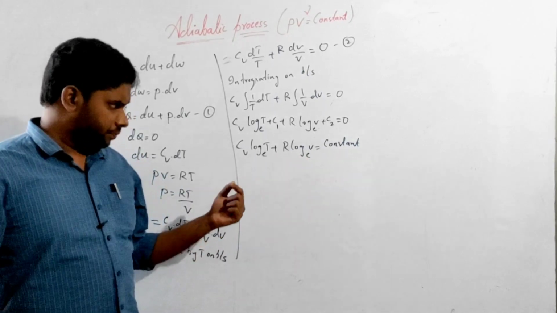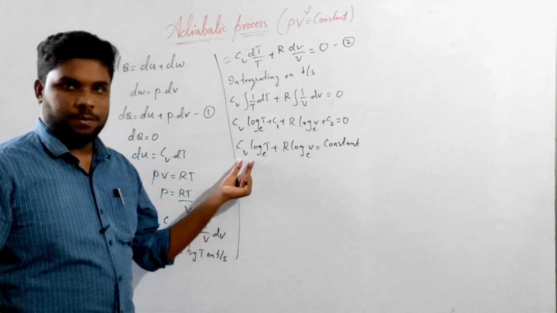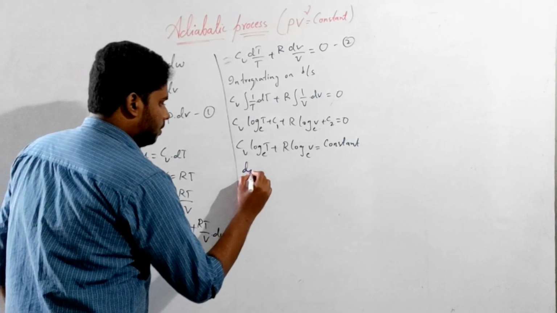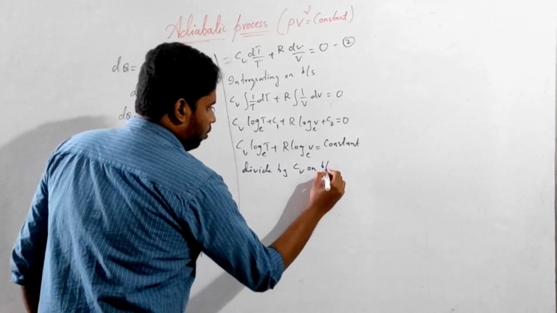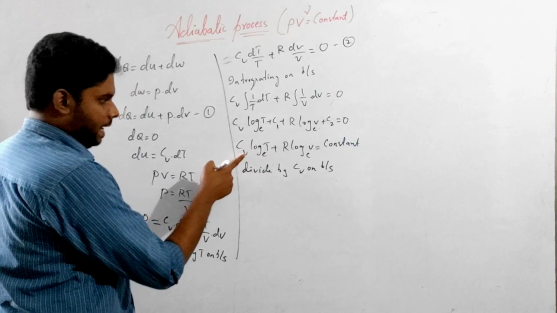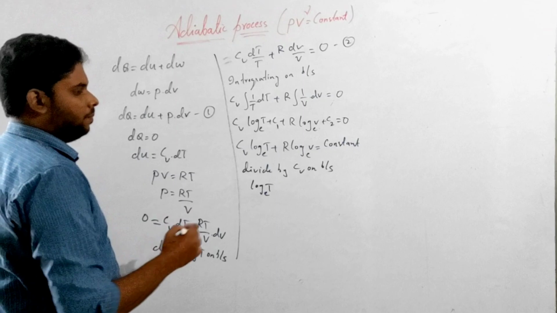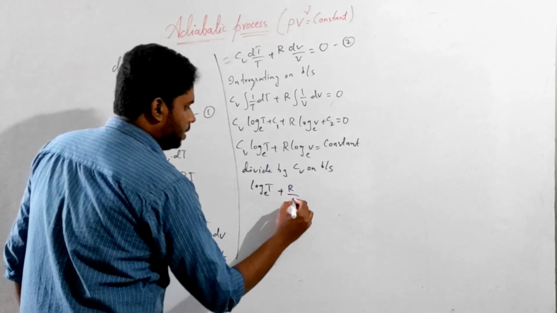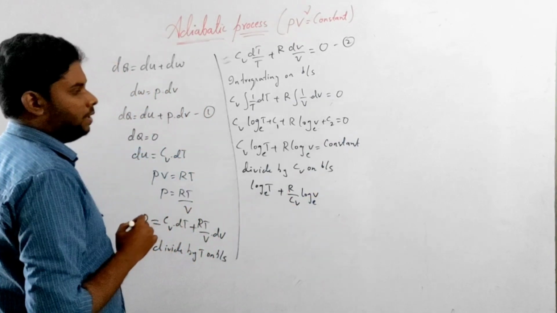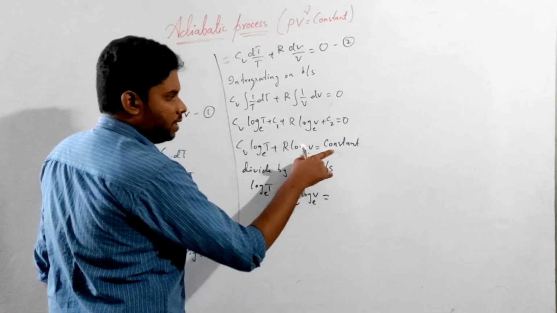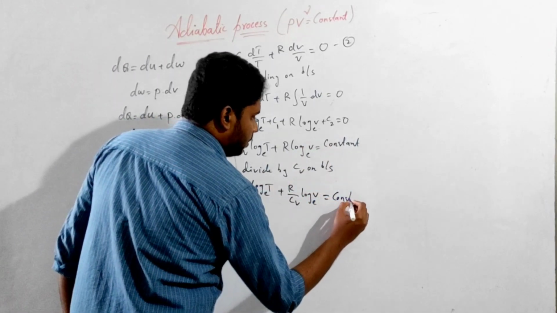Okay, so now I will divide this equation again by Cv, on both sides. So Cv will cancel out, leaving log T to the base e, plus here I am dividing by Cv, R by Cv log V to the base e, is equal to this constant, and Cv also is constant. Constant divided by constant, again I get constant.